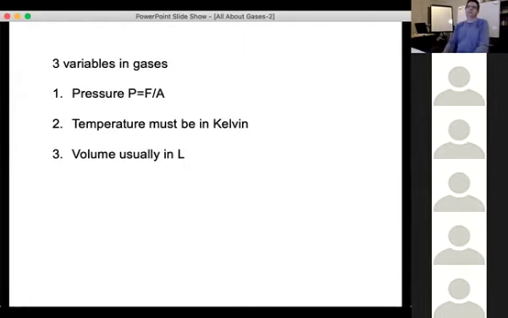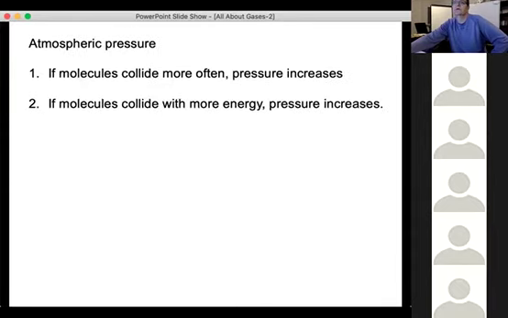There's three main variables when you start talking about gases. There's pressure. Pressure is defined as a force divided by some area. Temperature: for any gas law problem that we'll use, temperature must be in Kelvin. And the volume is usually expressed in liters, but not always. Sometimes milliliters are used too. But generally speaking, the most common unit for volume is liters in gas problems.